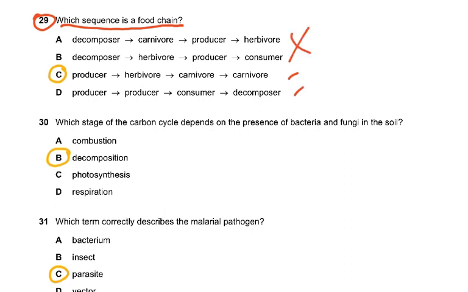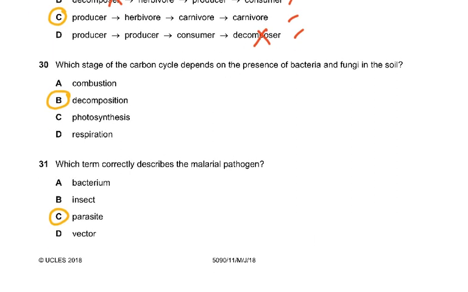These were wrong. Food chains never have decomposers. Please remember, food chains never have decomposers. That is the biggest way that you can pick it. It's not a food chain. They never have decomposers. Then coming on to question number 30.